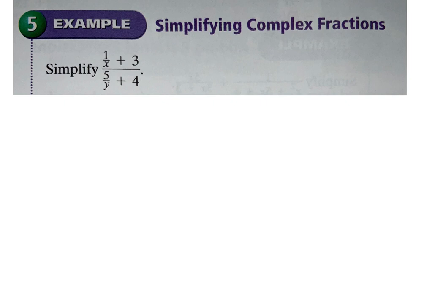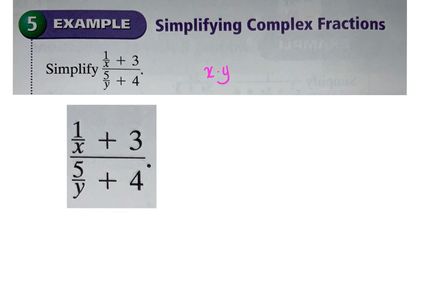Now, the first way you can do this is you can find the common denominator between every single piece of it, okay? So, if I look at this, what's the denominator for 1 over x? X. What's the denominator of 3? Just 1. 3 over 1. So if it's 1, we don't have to worry about it because 1's not going to change my common denominator. What's the denominator of 5 over y? Y. And what's the denominator of 4? Just 1. So my common denominator here between all of this is xy. All right? And so what I can do is take this and multiply every single piece of it by the xy. So I can multiply this times xy, this times xy, that times xy, and that times xy, okay?